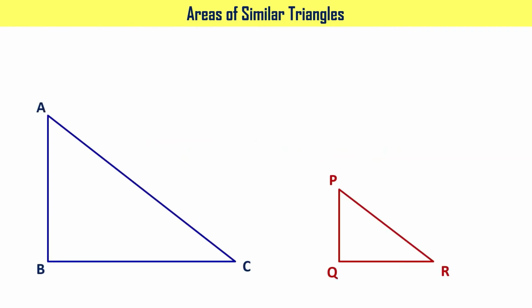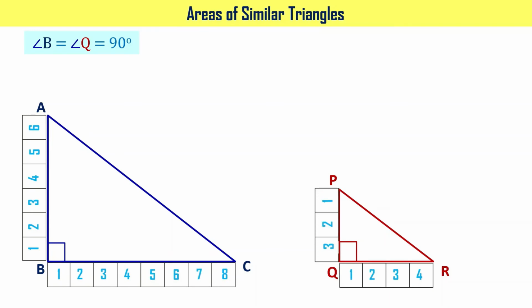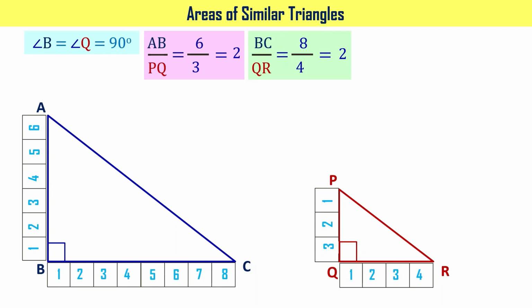Let us learn about areas of similar triangles now. Let us consider two triangles, triangle ABC and triangle PQR as shown in the figure. These two are right angle triangles. It means angle B equal to 90 degrees and angle Q equal to 90 degrees. And let's take measures of the sides including these two angles. AB is 6 units, BC is 8 units, PQ is 3 units and QR is 4 units. The ratio of AB and PQ is equal to 2. And the ratio of another pair of corresponding sides, BC and QR, is also equal to 2.